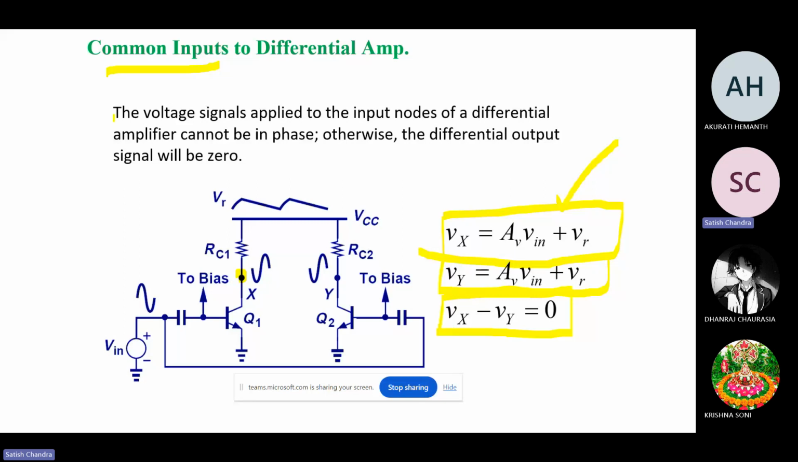The voltage signal applied to the input nodes of the differential amplifier cannot be in phase. If it is in phase, the differential output signal will be 0.